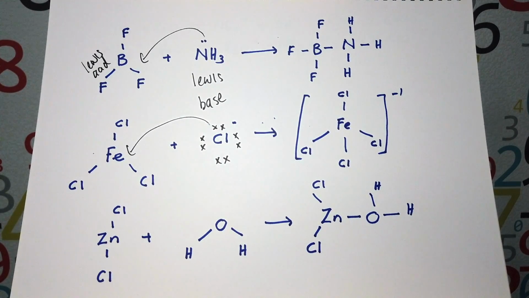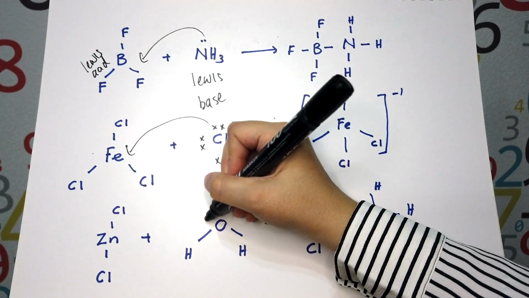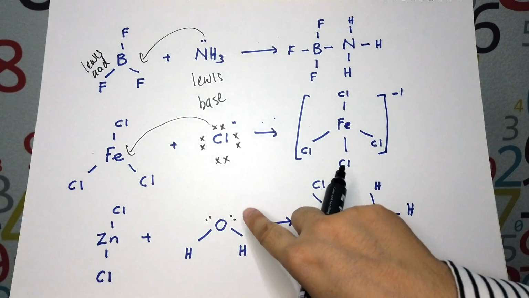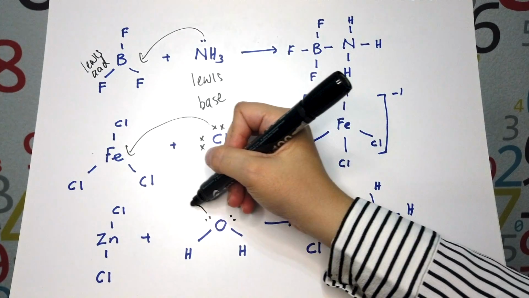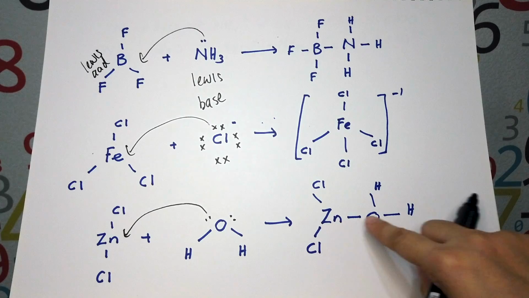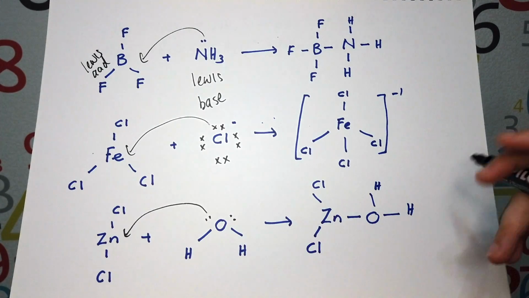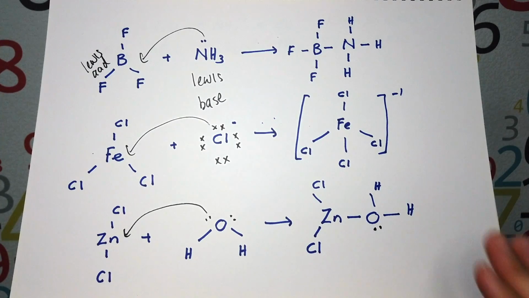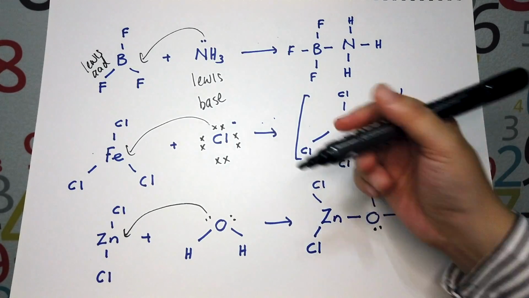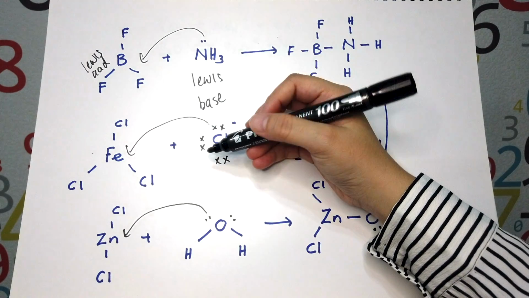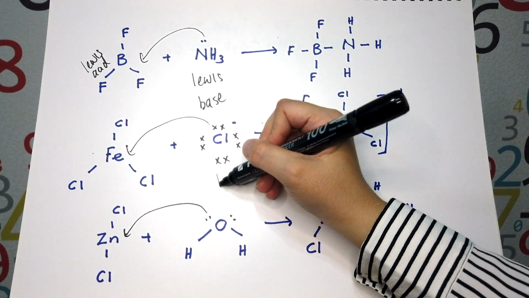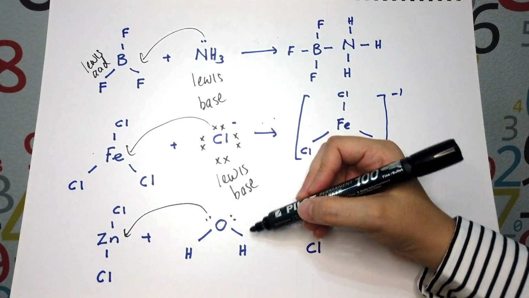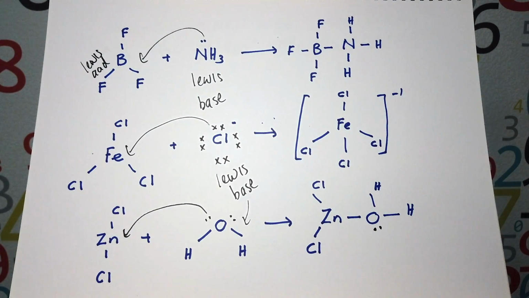Same as the third question, when you react this with water. Remember, in water you will have 2 lone pairs on the oxygen. So this lone pair will always attack the zinc, so it will connect here. You will have another lone pair still lingering around here. Because it has a lone pair, we consider this one a Lewis base, and water here is a Lewis base as well.